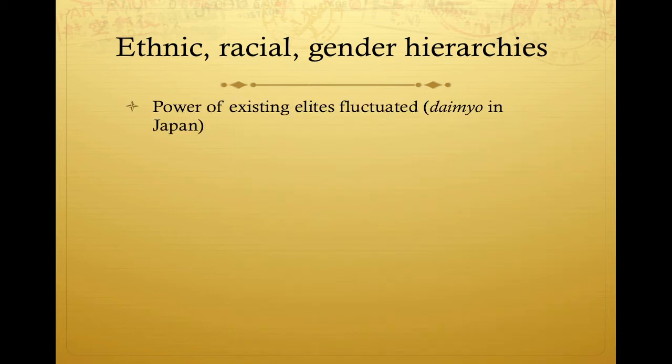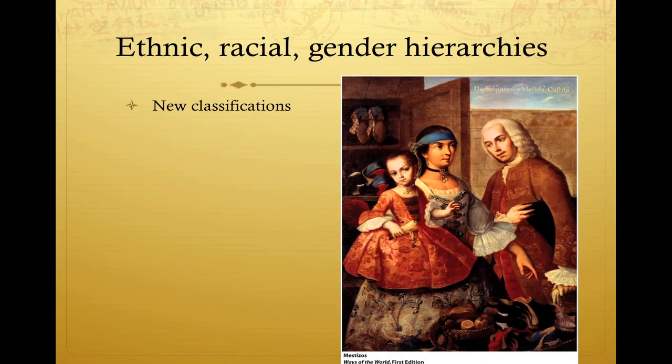We also have the fact that some elites had their power fluctuate. This is the time period when the power of the daimyo in Japan is challenged at various times. And also the demographic changes that happened due to the slave trades in terms of family roles changing and being restructured as well. And finally, we have new classifications in the Americas, such as the Mestizo, Mulatto, and Creole groups.